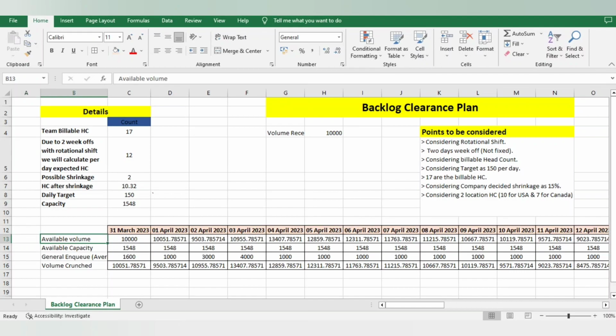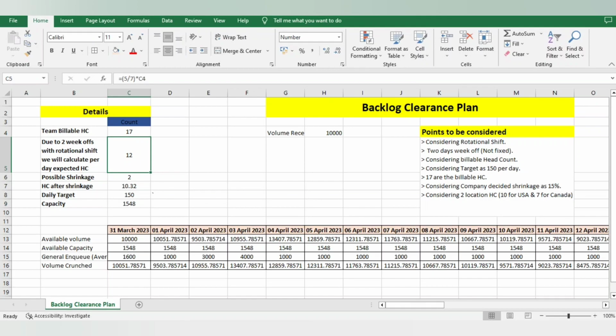In this particular backlog clearance plan, we have understood multiple things. First, we have understood how to do the backlog clearance plans. We have also understood how to calculate the capacity. We have also seen, post removing the shrinkage, how the headcount will look, and importantly we have seen, if you are working 5 days with 2 rotational week-offs, how many employees I need for one particular day. That also got calculated here. This formula is very simple: 5 divided by 7 in the bracket and into the total billable headcount. You will get a certain number, you just need to round it off. So 12 is the minimum number you require per day to crunch the volume, and maximum can be anything.